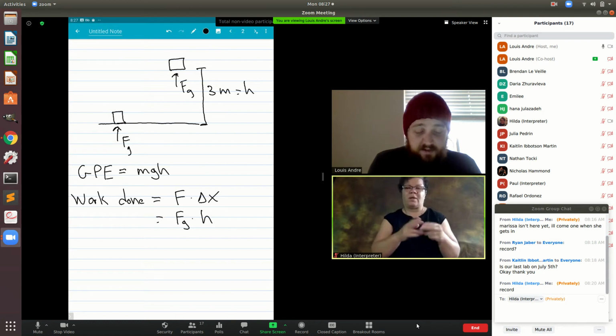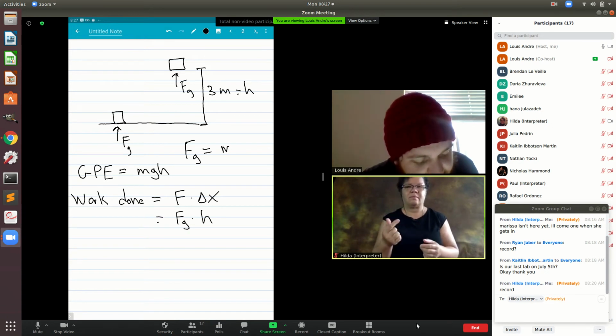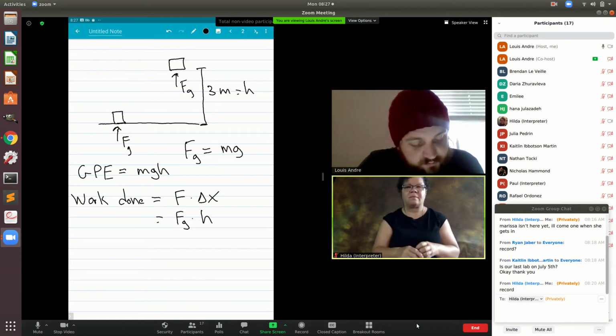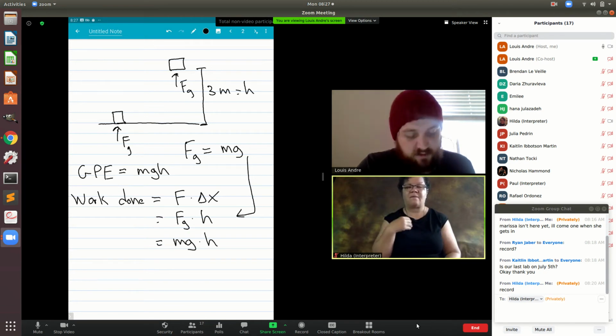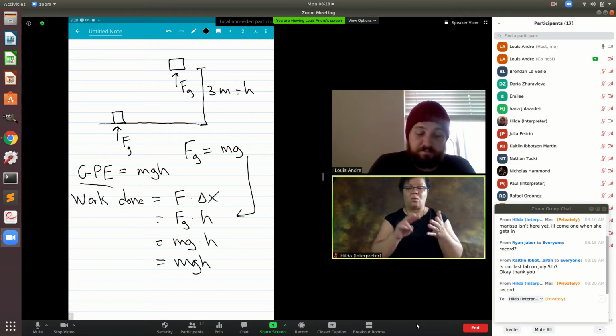If I do that, okay, what is the thing's weight? Fg. Okay, Fg is the thing's weight. Fg is going to be its mass times the acceleration due to gravity, right? We talked about that a little bit. So we'll go ahead and substitute that into this expression here, and I'd get mg times h, which is just mgh, which happens to also be gravitational potential energy, okay?